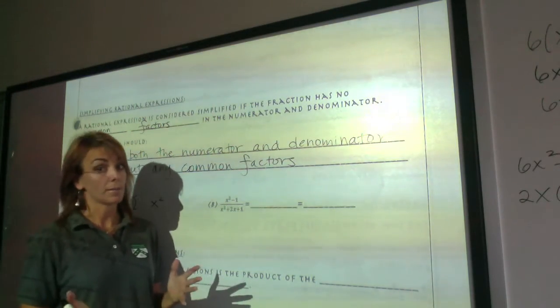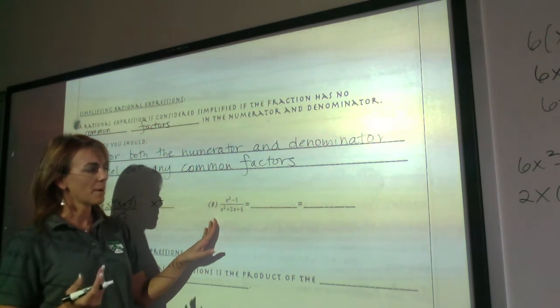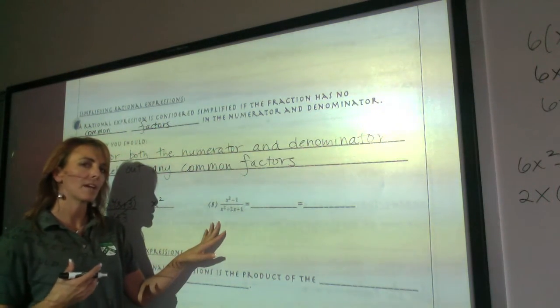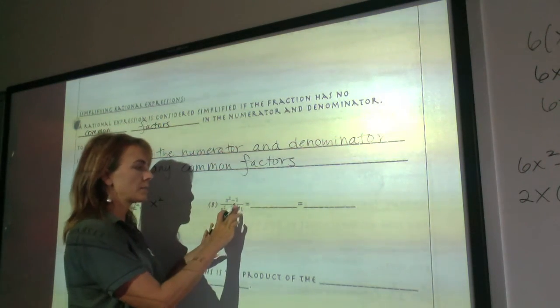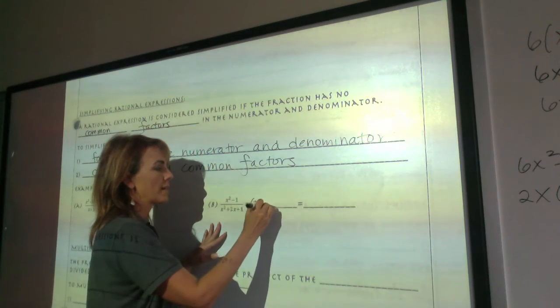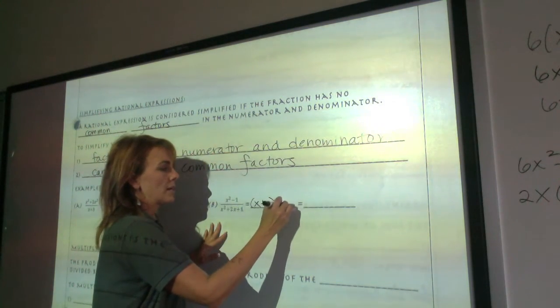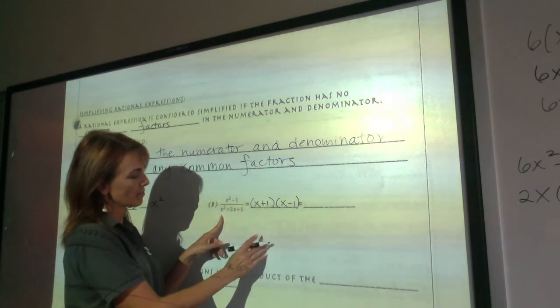And that's really about as easy as it is. So with b, it's the same idea, but I think this time we're going to have to factor both the top and the bottom. On the top, we're looking at x squared minus 1, which is a difference of squares. So we can factor that as x plus 1 times x minus 1. And on the bottom, it's not a difference of squares.